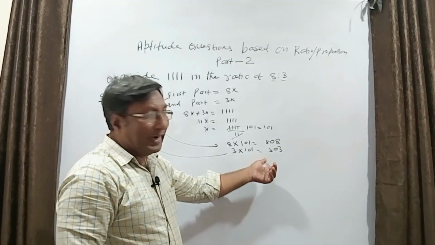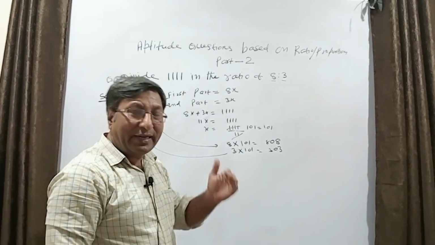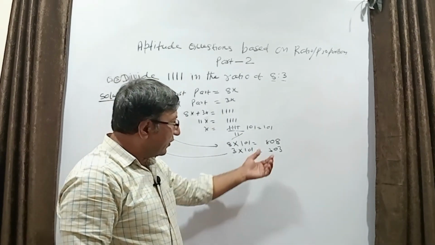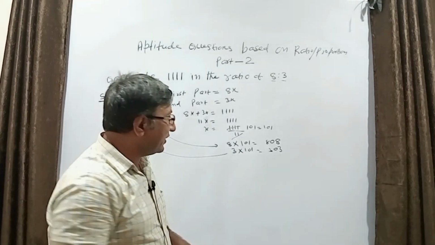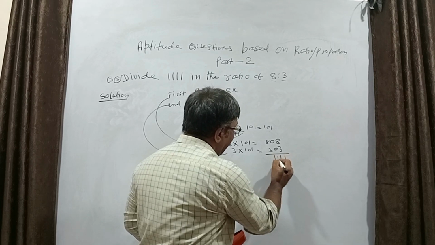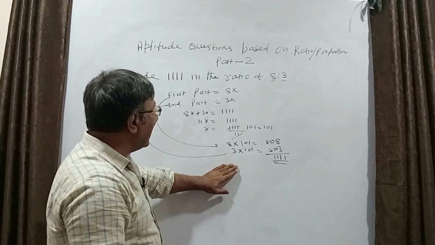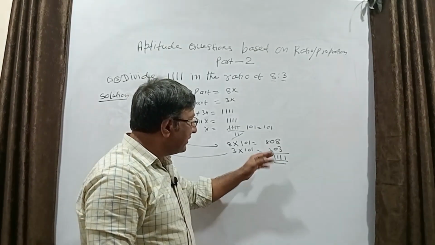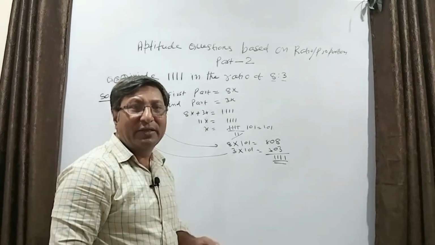You can check by adding. After adding, you should get the number 1111. If you get the number, that means your answer is correct. If you do not get that number after adding, that means your answer is not correct and you have made some mistake. So just check by adding: 8 plus 3 is 11, 1 and 11. So this is correct, 1111. So our answer is right. The first part is 808 and the second part is 303. This is the basic rule for solving this type of question.